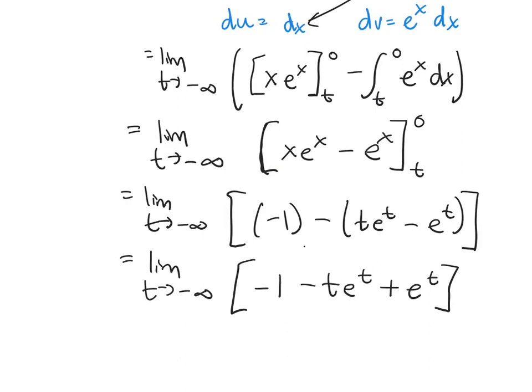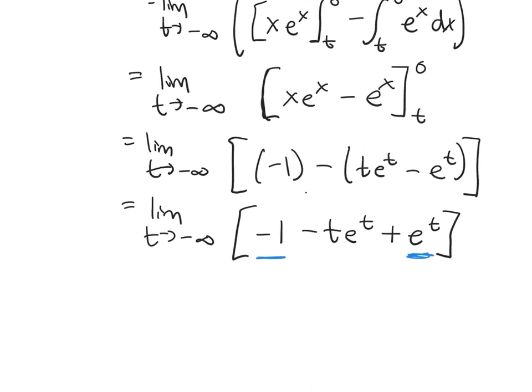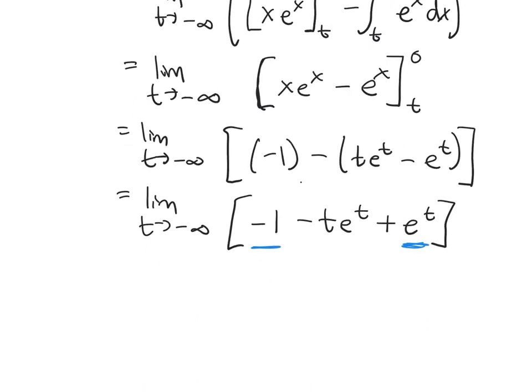So now I just need to calculate the limits of each one of these pieces. So I look, this first term is negative 1, that's just a constant, so its limit is just itself, negative 1. So now let's go ahead and look at the last term first and calculate that limit. The limit as t goes to negative infinity of e to the t. Do you remember what that limit is?